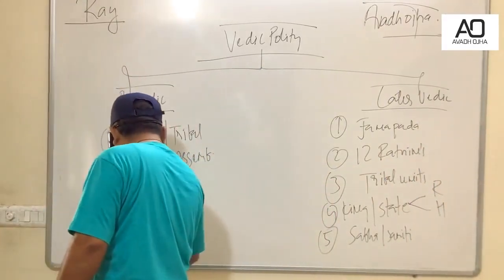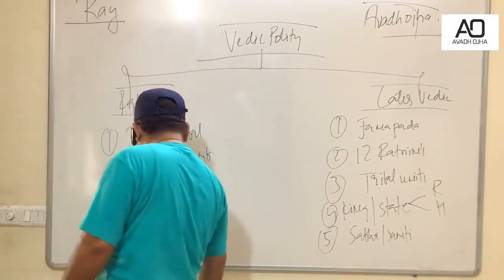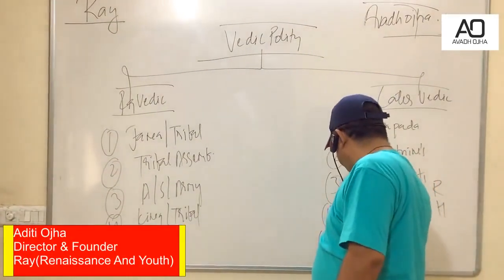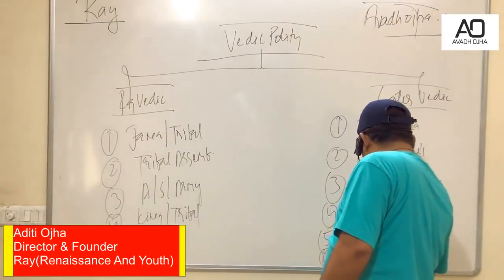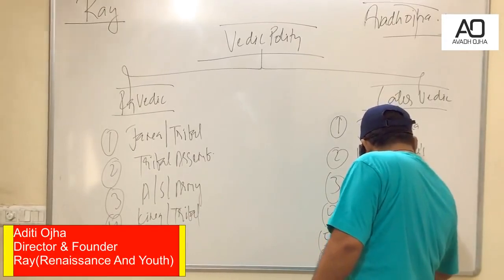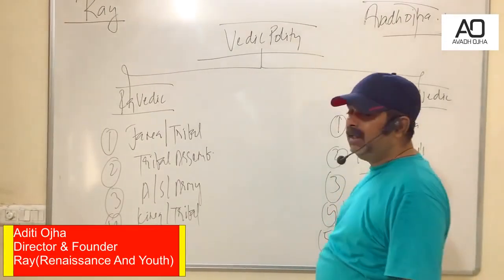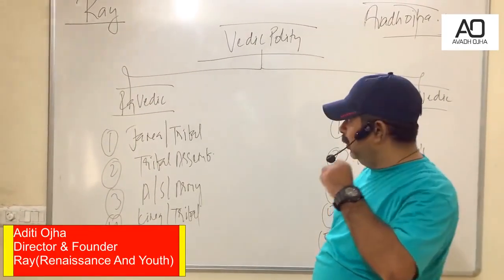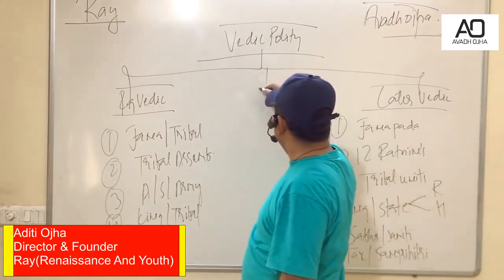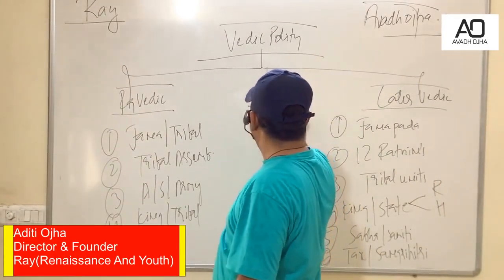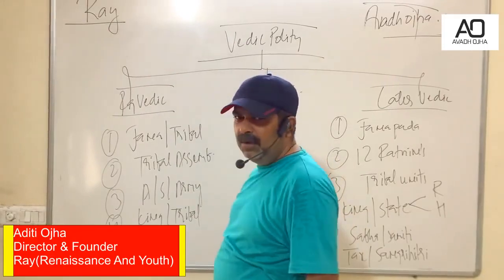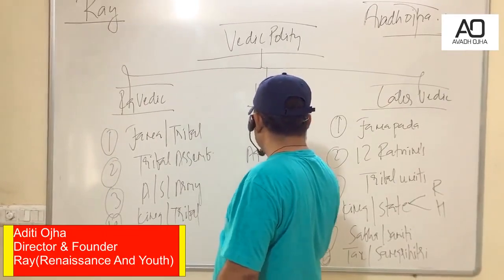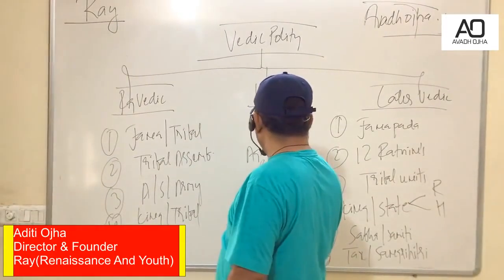Absence of taxation system, although Bali tradition was present. Bali means voluntary gift. Beginning of taxation system. Evidence, the tax collecting officer, Sangrahitri. What became the reason for this change? 1000 BC, Iron Revolution. What happened because of this Iron Revolution? Beginning of agricultural economy and trade and commerce.